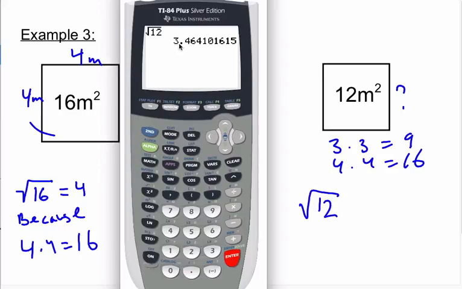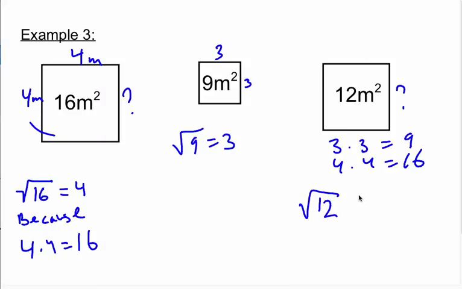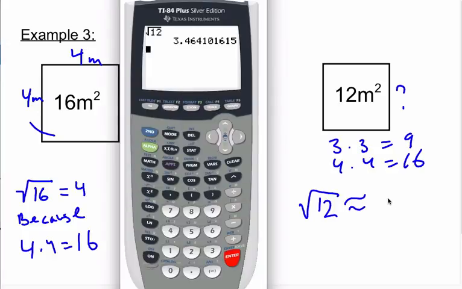It's actually an irrational number, and the decimals go on forever. They're just displaying a few decimals here. So this number goes on forever. There's an infinite number of digits. But we can write approximately equal to, and I'll round it to a couple decimal places. 3.46.